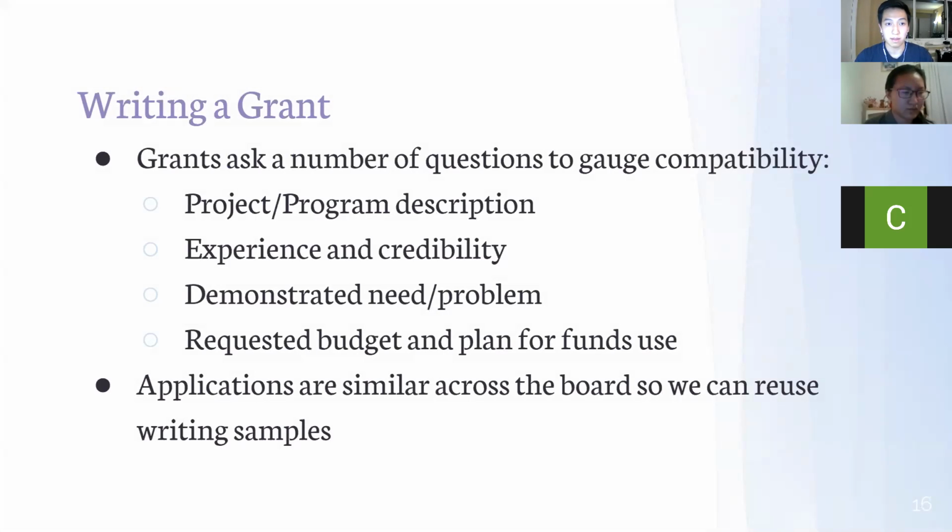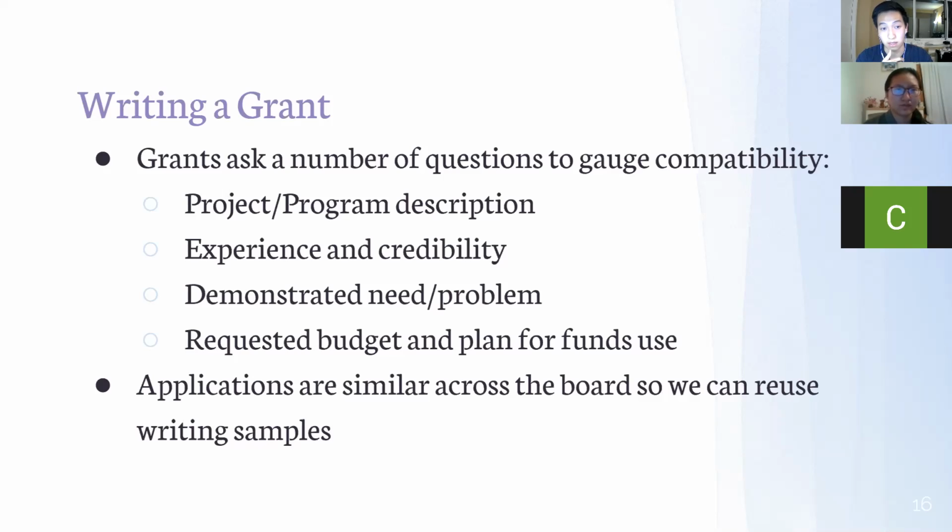So the other step is to write the grant, besides selecting. Grants typically ask a list of questions in their application that gauge whether or not we match their criteria. This can include anything from descriptions of our organization, our structure, any affiliation we have with the grant issuer, our members' demographics, and of course, our requested budget and plans for funds use. Some others in the slide.